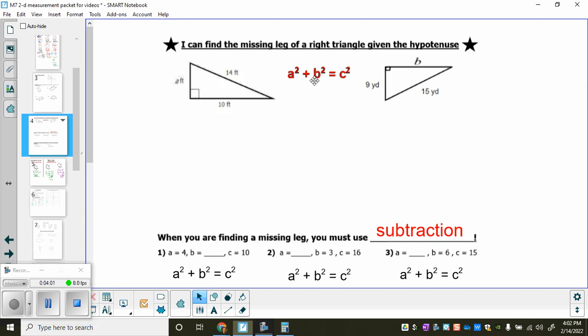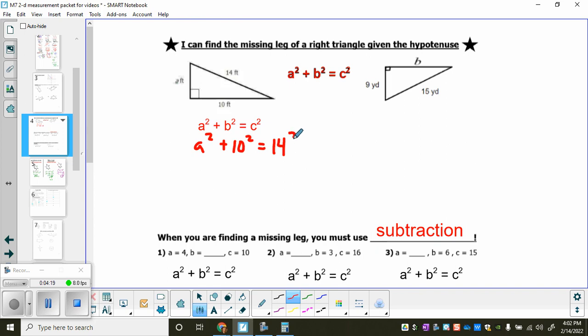So we're still going to use the same formula, a squared plus b squared equals c squared. And we've got a, we don't know. B here is the 10. Those are the two legs that make up the right angle. And the hypotenuse in this case we know is a 14. So basically we're just going to be doing the 14 squared minus the 10 squared.